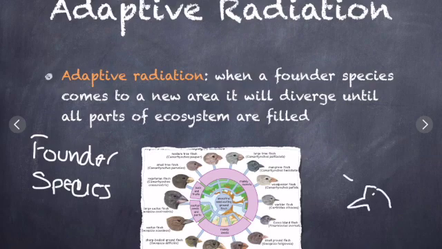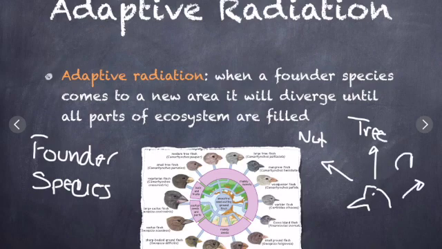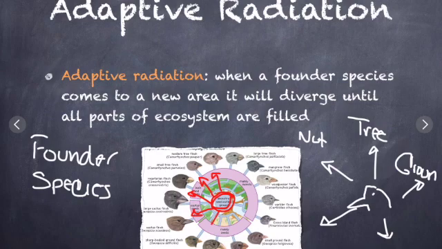Okay? Now, what happens is, this one eats nuts. This one lives in a tree. This one lives on the ground. So in other words, they start filling all of these different ecosystems and we form a bunch of different species. So in adaptive radiation, we start with our ancestral ground finch, and they all split to fill all the different niches in an ecosystem.